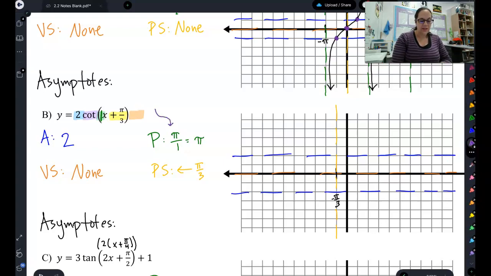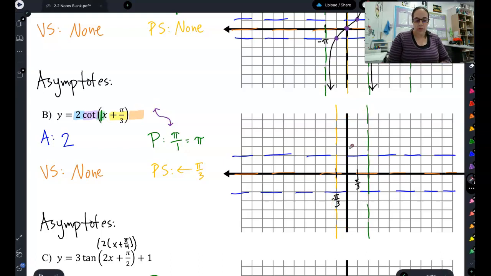Cotangent is decreasing from left to right. And for cotangent, we don't need to worry about centering on this line. Only tangent does that. So from this line, I'm going to go over my period amount. So I'm going to go over pi. That gets me to there. And these are the lines that I need to fit my cotangent shape between.